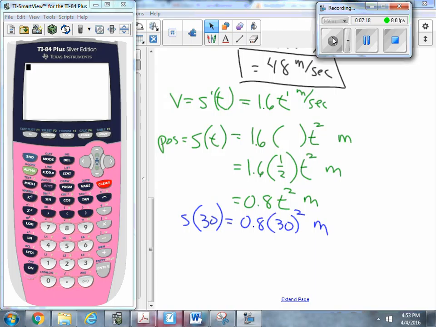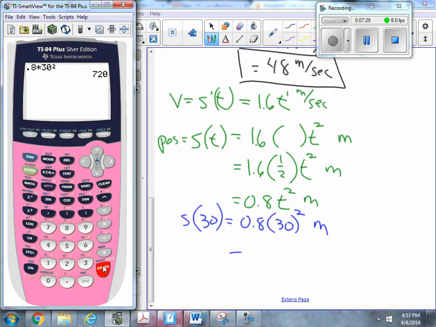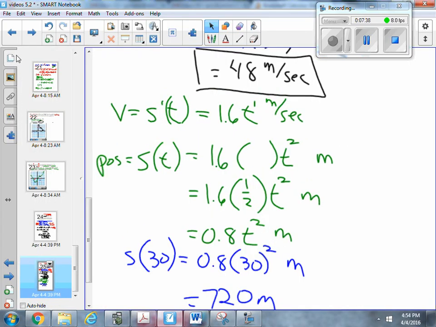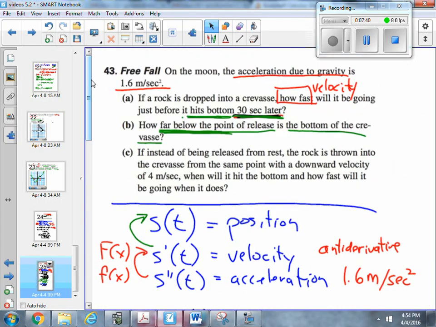Let's look at the calculator. 0.8 times 30 squared, 720 meters. So S of 30 is 720 meters. So the bottom of the crevasse, part B here, is 720 meters. So we've gotten A done, and we've gotten B done.